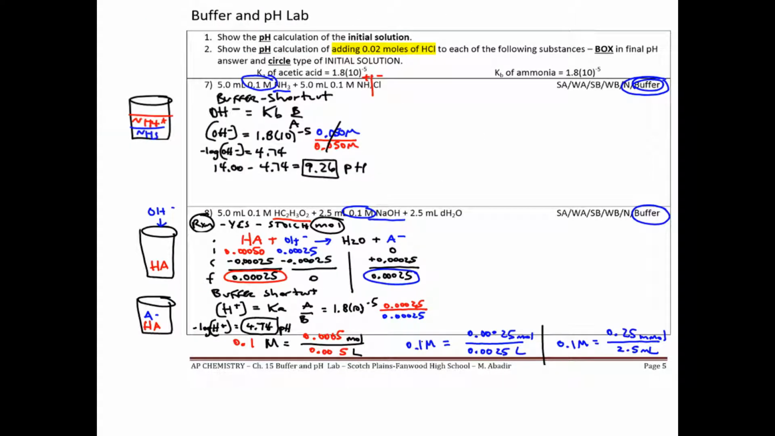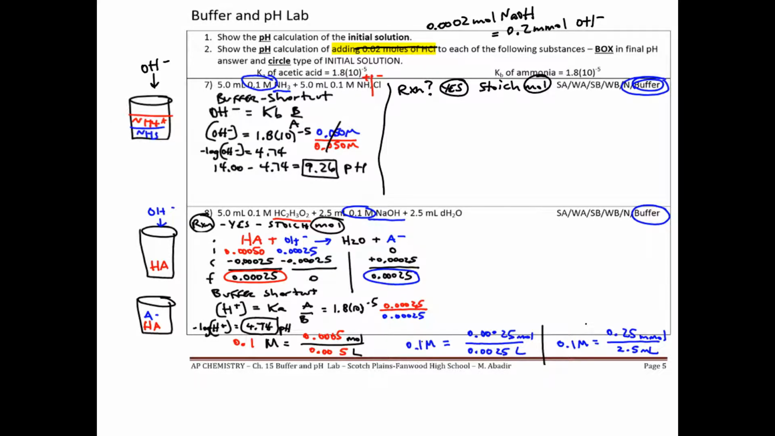Now we're on number 7, where we're going to continue to add 0.0002 moles of NaOH to each of these cups, which is the same as 0.2 millimoles of OH minus. So now we have a buffer in number 7 from our original beaker, and we're going to add OH minus to this, and we're going to ask ourselves, is there a reaction? And by now you should automatically know the answer is yes, because every time you add an acid or a base to a buffer, you will have a reaction. So we're going to do stoichiometry moles.